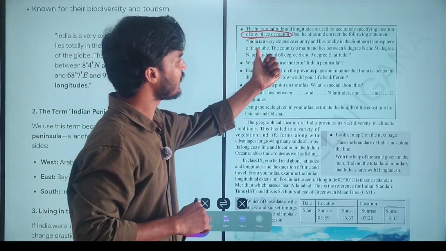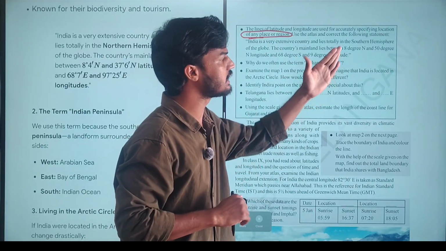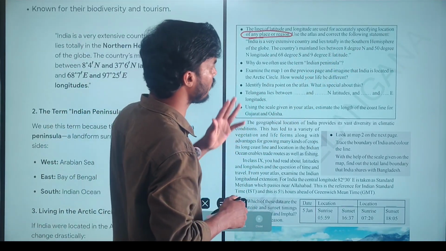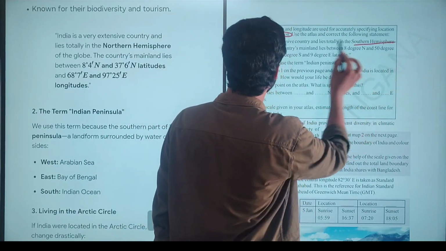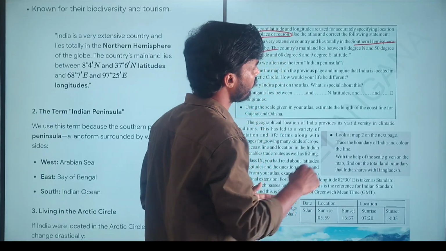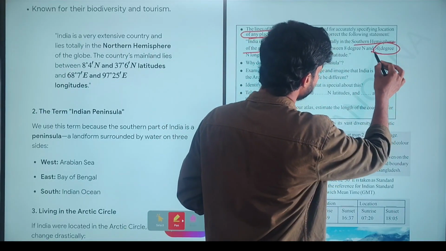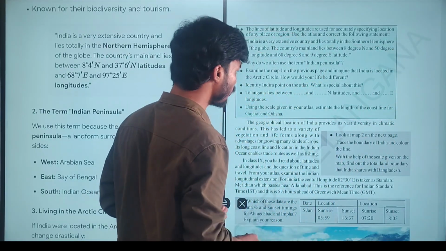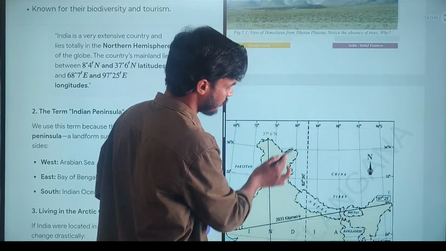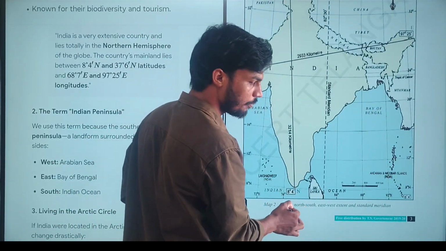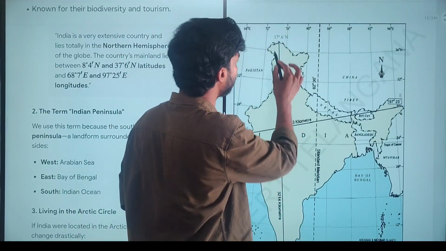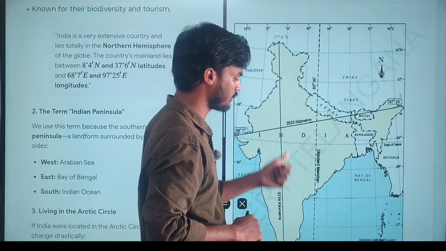Next: India is a very extensive country, lying totally in the southern hemisphere. The location of our India lies in the southern hemisphere of the globe. The country's mainland lies between 8 degrees and... try to correct this statement, it is a wrong statement. You have to write 8 degrees 4 minutes north, as well as extending to 37 degrees 6 minutes. You have to make that sentence correct.